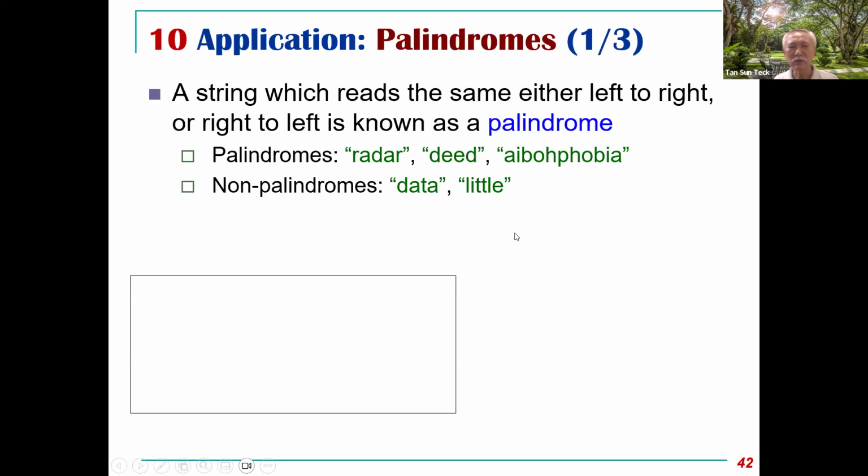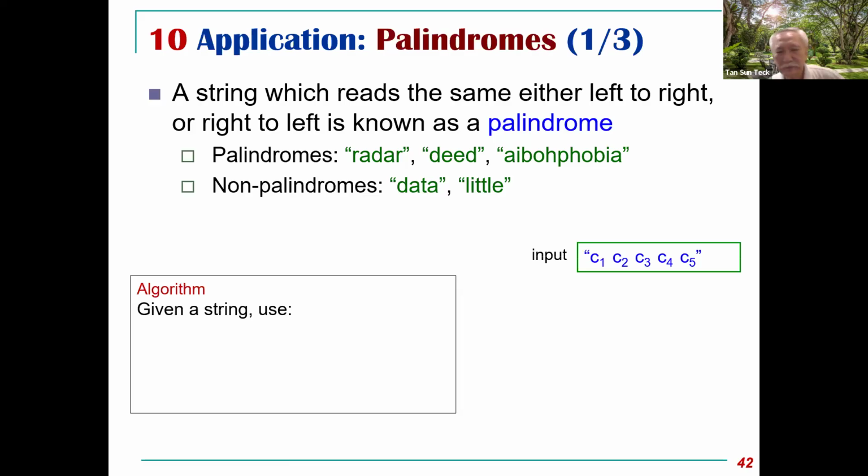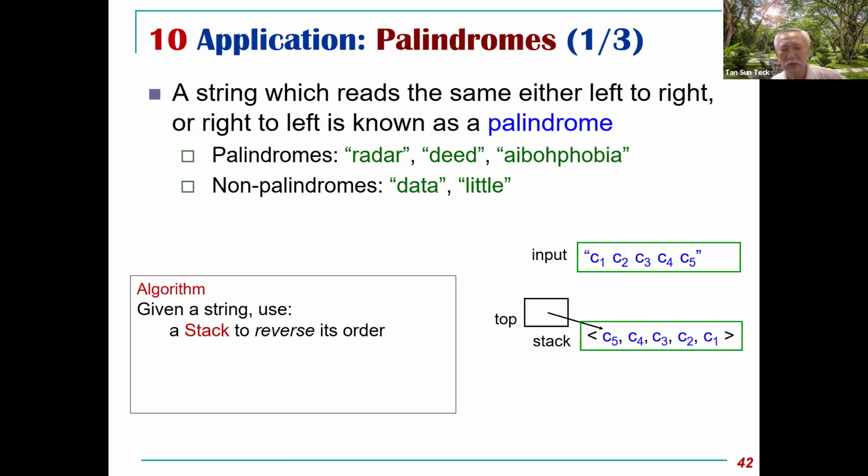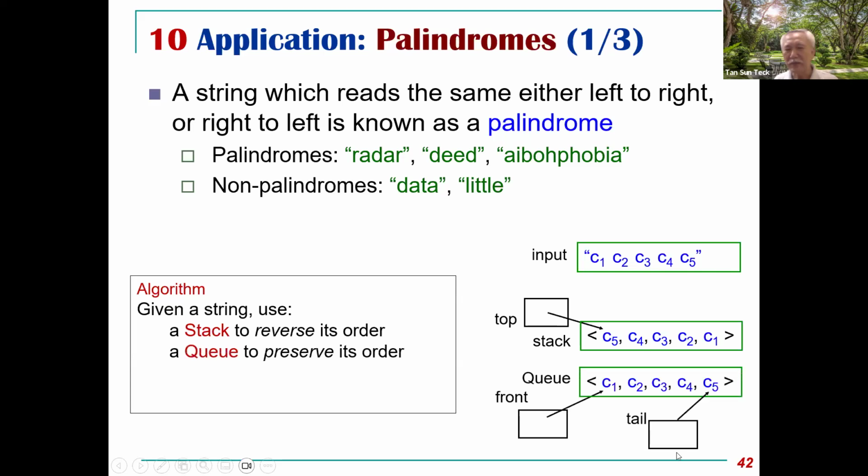So how do you use stack and queue to check whether a given word is a palindrome? Given a string, you use a stack to reverse the order, right? If you put a string into a stack and then remove it after everything is inside there, the string will be in reverse position. When you put the input inside there, the last element will be on top. At the same time, I will create a queue and just put the input into the queue. The queue will preserve the order, because first in, first out. So they are in the same order.